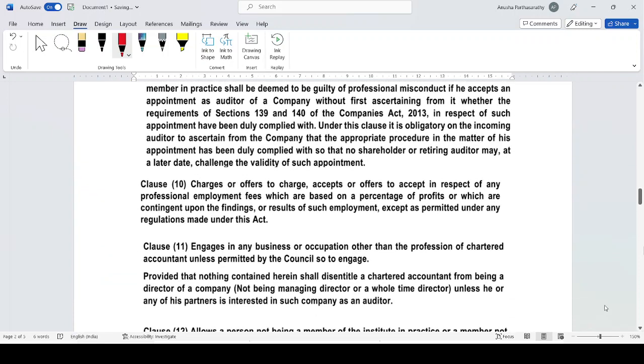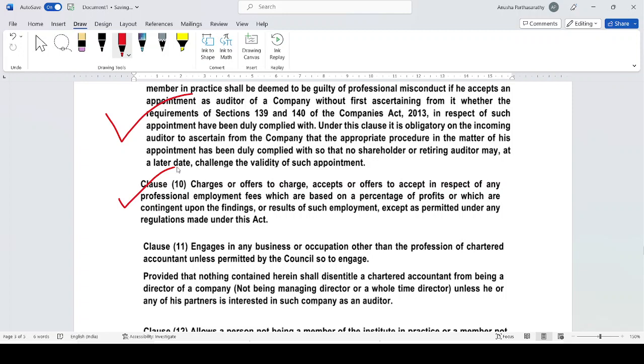As per Clause 9 of Part 1 of the First Schedule to the Chartered Accountants Act 1949, a chartered accountant in practice is deemed to be guilty of professional misconduct if he accepts an appointment as an auditor of a company without first ascertaining whether the requirements of Sections 139 and 140 of the Companies Act 2013 in respect of such appointment have been duly complied with.